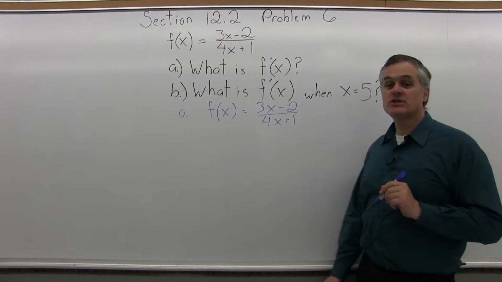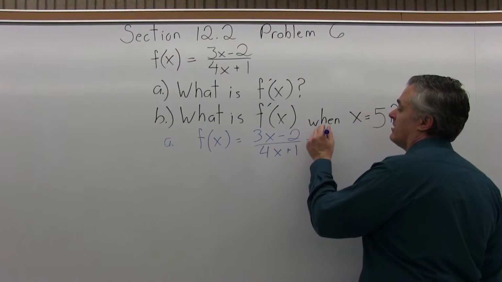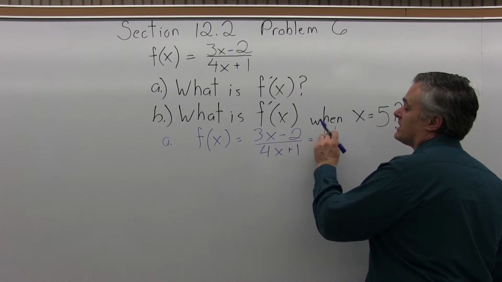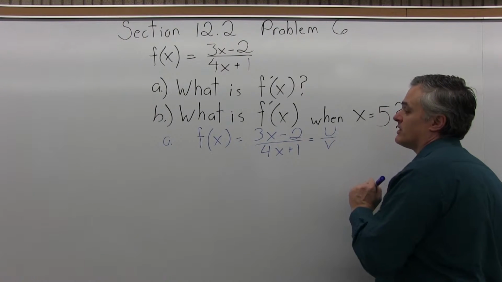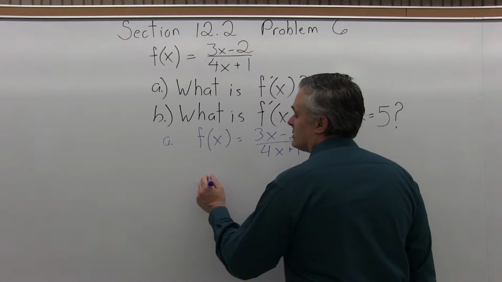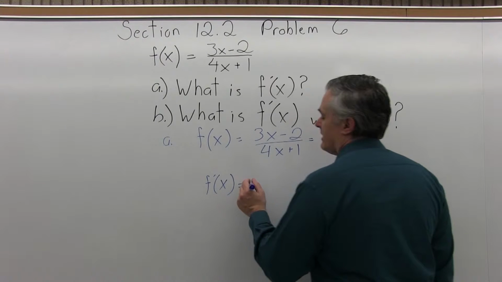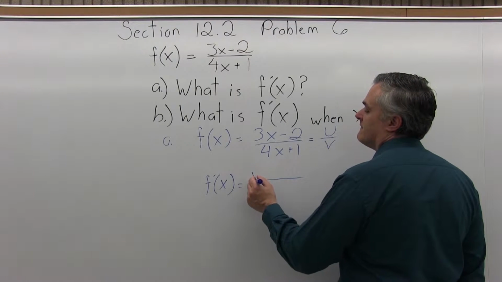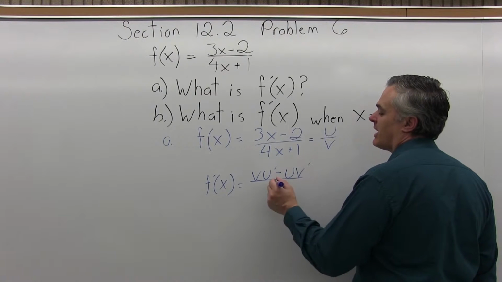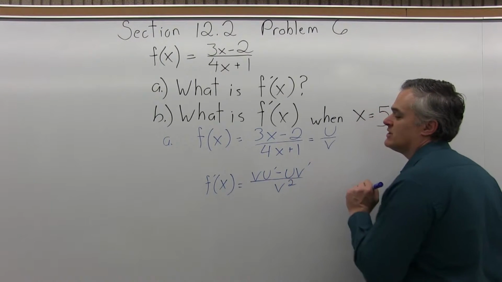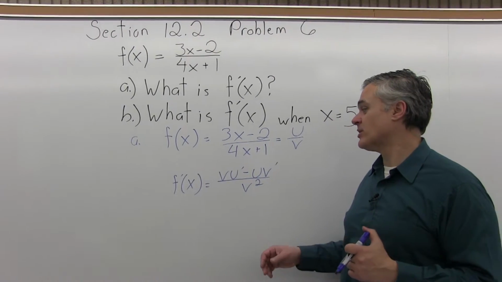This type of function is called a quotient. It's a division. You have a numerator and a denominator, and typically the numerator is labeled with a u, and the denominator is labeled with a v. So f prime of x is (v u prime minus u v prime) over v squared. That's a formula for the derivative of a quotient, or what we call the quotient rule.